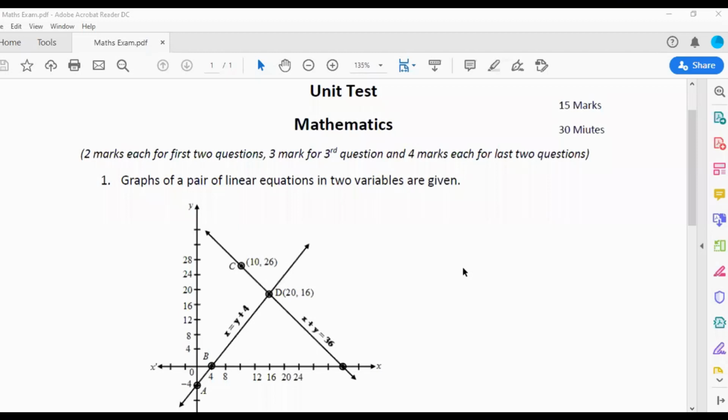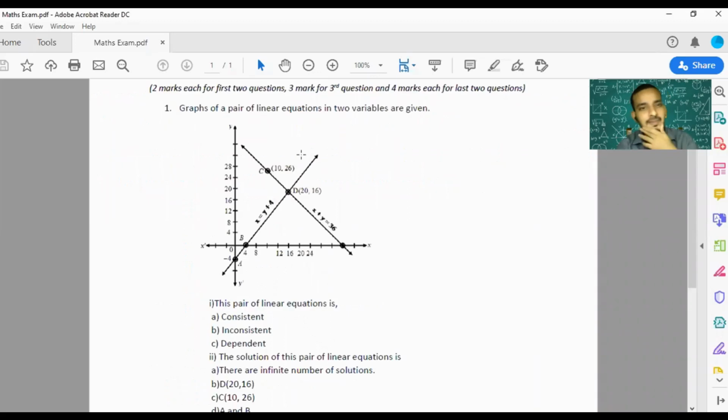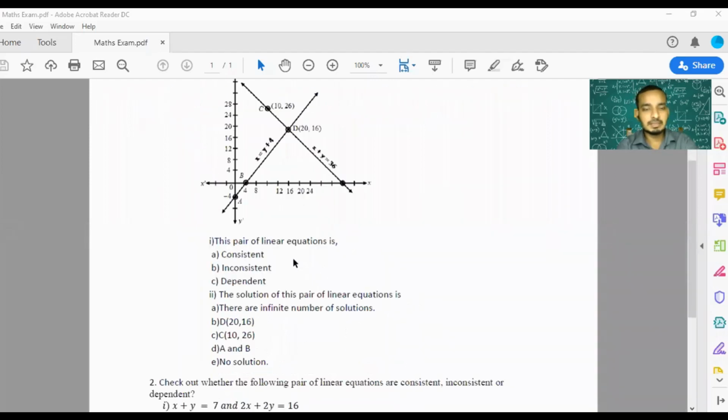So I think we can start some discussion on this question paper. It was very simple and I made it simple. What about the first question? A graphical representation of a pair of linear equations is given. So we want to answer these two multiple choice questions. The first question is: this pair of linear equations is dash, consistent or inconsistent or dependent. What's the answer?